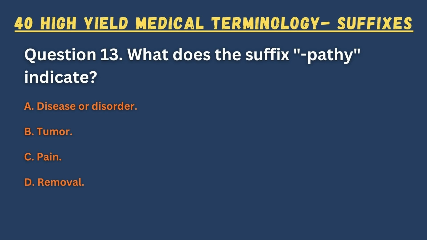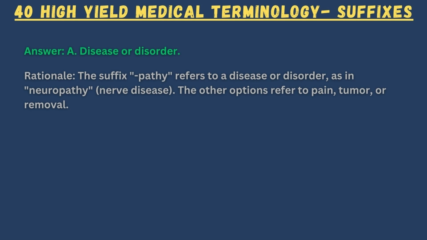Question 13. What does the suffix pathy indicate? A. Disease or disorder. B. Tumor. C. Pain. D. Removal. Answer: A. Disease or disorder. Rationale: the suffix pathy refers to a disease or disorder, as in neuropathy, nerve disease. The other options refer to pain, tumor, or removal.